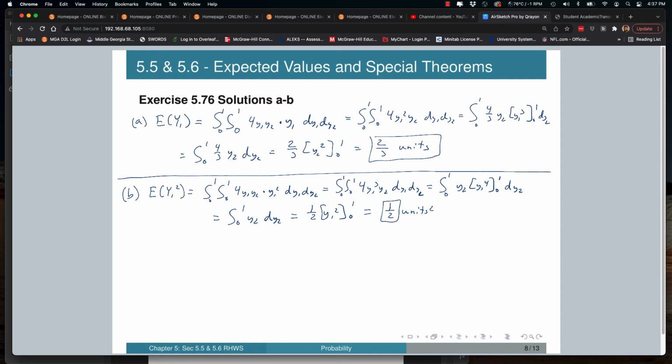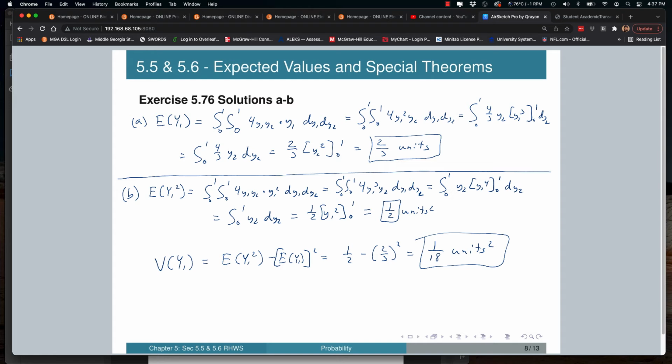All right, so finally we can find the variance. Again, we should know the formula by now. Which turns out to be 1/2 minus 2/3 squared, which ends up being 1 over 18 when you simplify that.